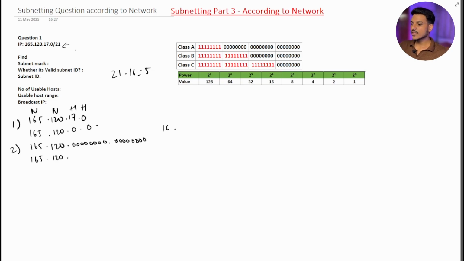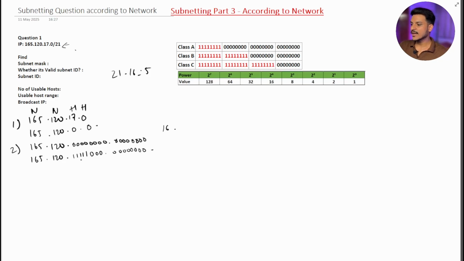So we have to give the 5 bits to network from left to right. So we give 5 bits, 1 2 3 4 5, and the pending 3 we write as 0. Means from the 8 bits we have given 5 to network, and the pending 3 we give to host. And the rest is again all zeros.